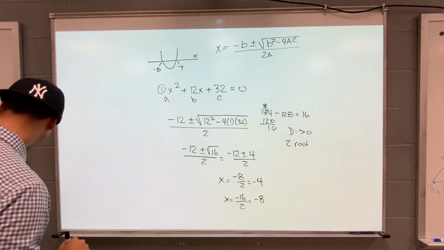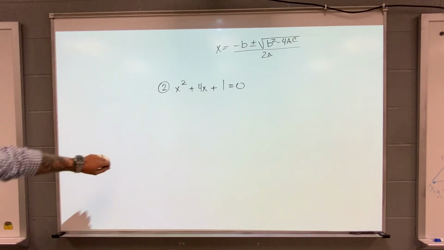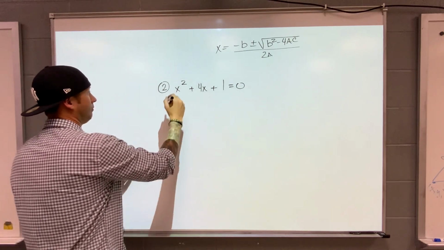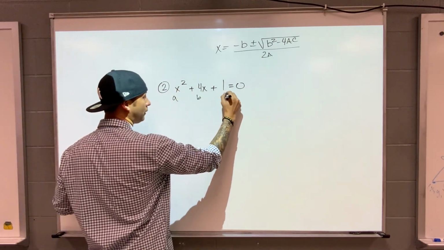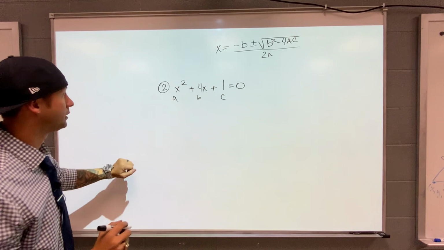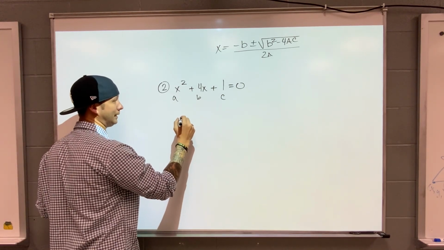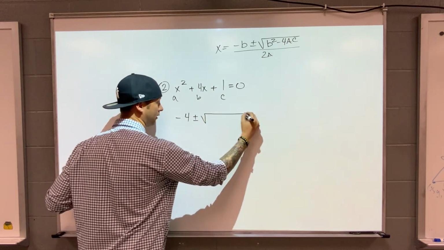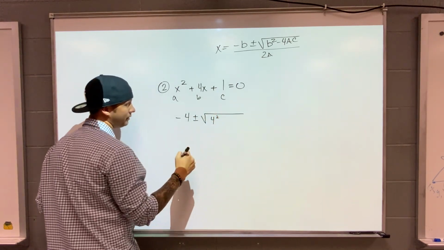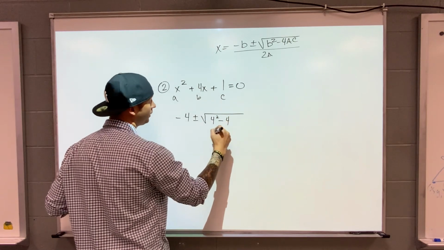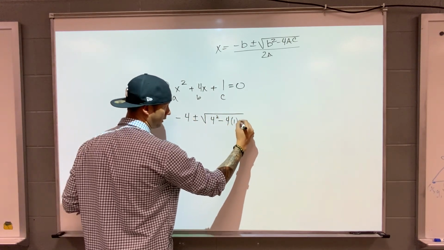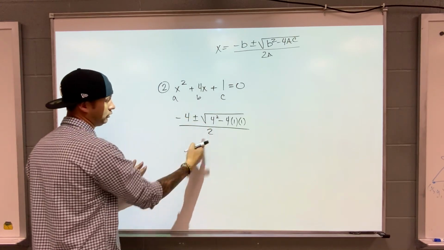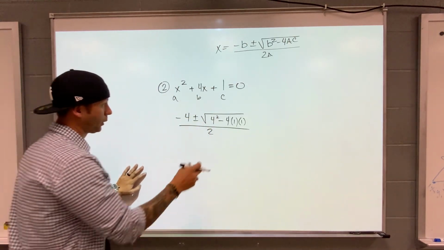So this is number 1. And number 2, x squared plus 4x plus 1 is equal to 0. A is 1, b is 4, c is 1. Plug into the quadratic formula. We're going to get negative b plus or minus square root of 4 squared minus 4ac, so 1 times 1, all over 2a, 2 times 1. Quick look at the discriminant.